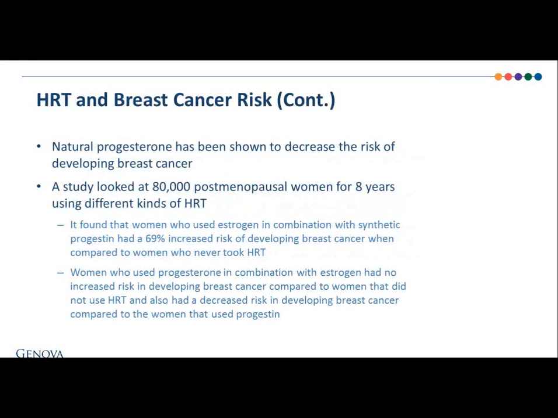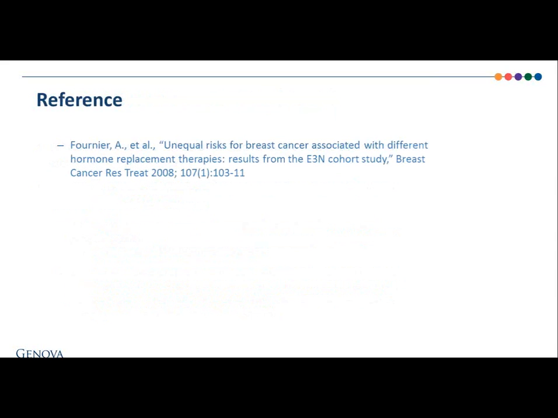In fact, a study looked at 80,000 postmenopausal women for 8 years using different kinds of hormone replacement. It was found that women who used estrogen in combination with synthetic progestin had a 69% increased risk of developing breast cancer when compared to women who never took hormone replacement. It also showed that women who used progesterone, not progestin, but the natural progesterone, in combination with estrogen, had no increased risk in developing breast cancer compared to women that did not use HRT, and also had a decreased risk in developing breast cancer compared to women that use progestin. So a nice, interesting study.